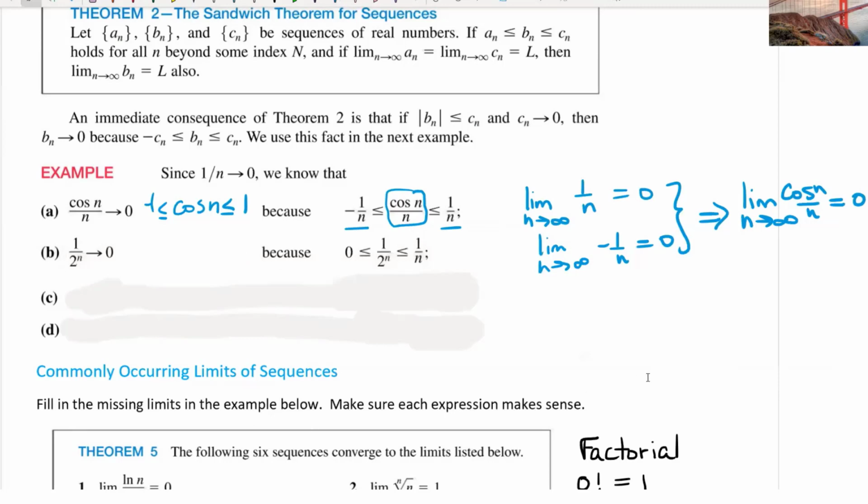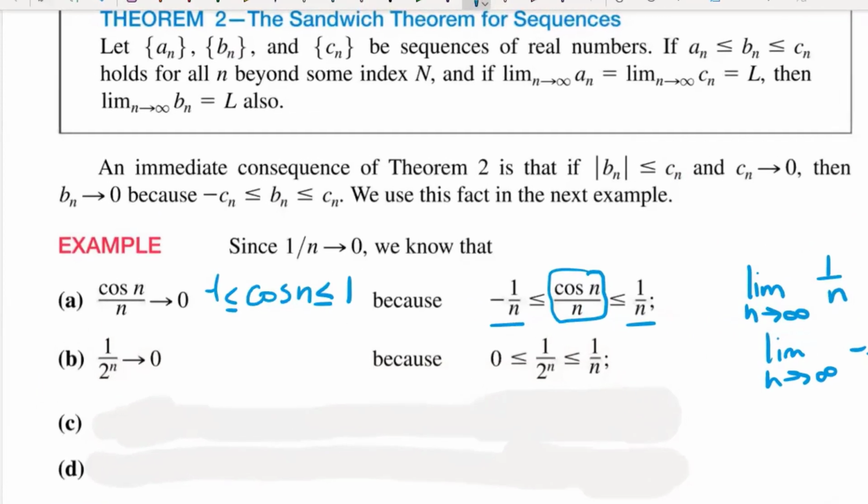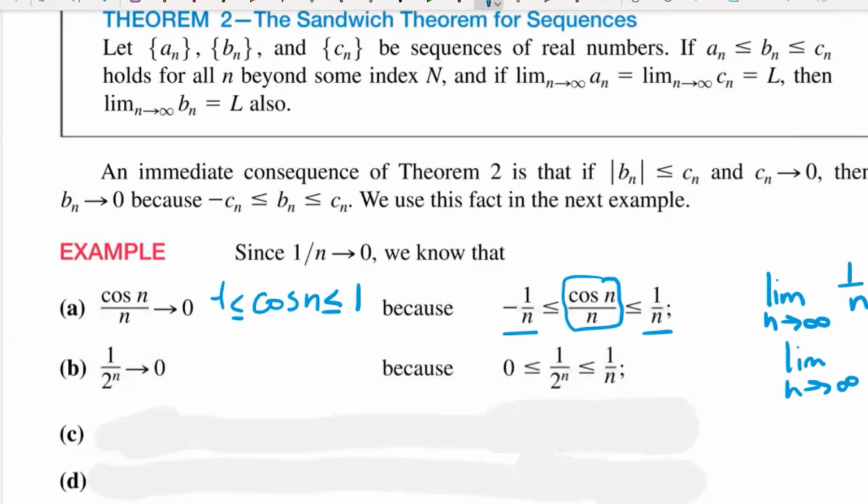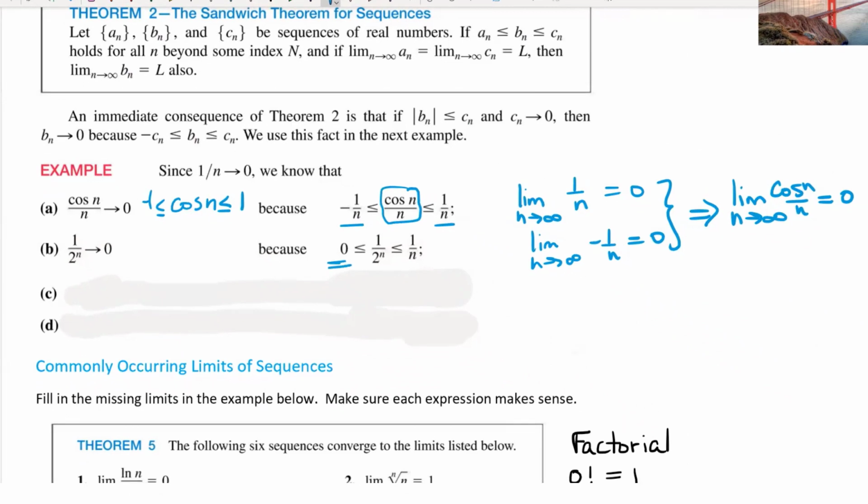Here's another one. We can show that 1 over 2 to the n must go to 0 because the sequence that's all zeros will always be less than or equal to 1 over 2 to the n. And the sequence 1 over n is always bigger than 1 over 2 to the n.